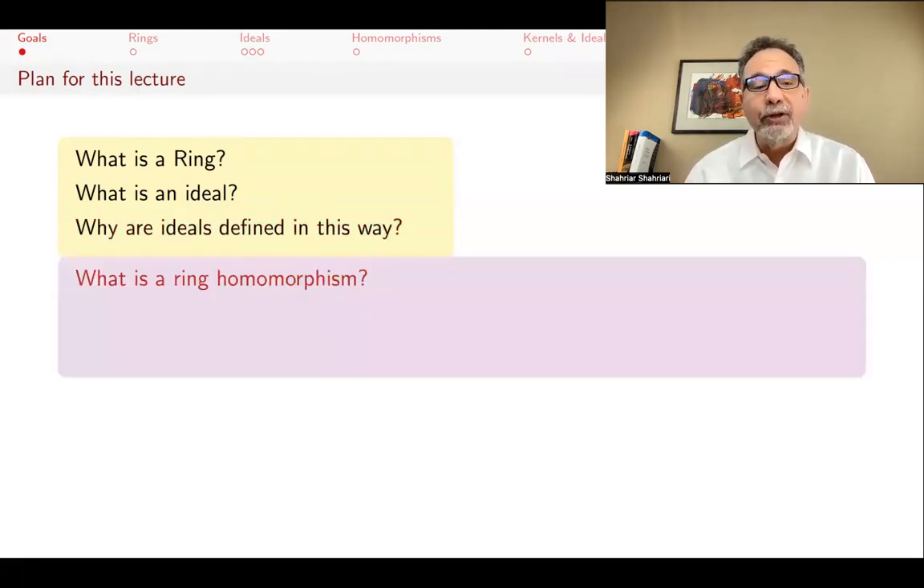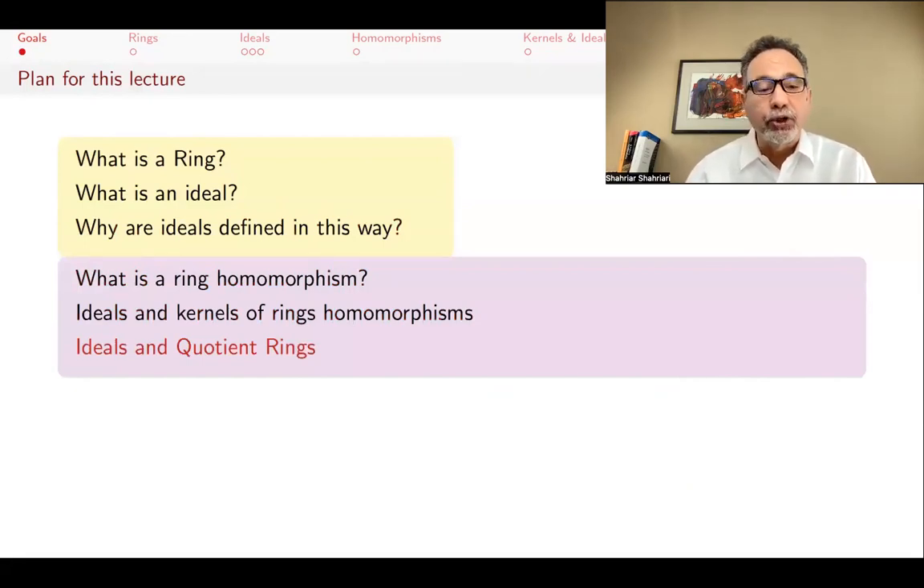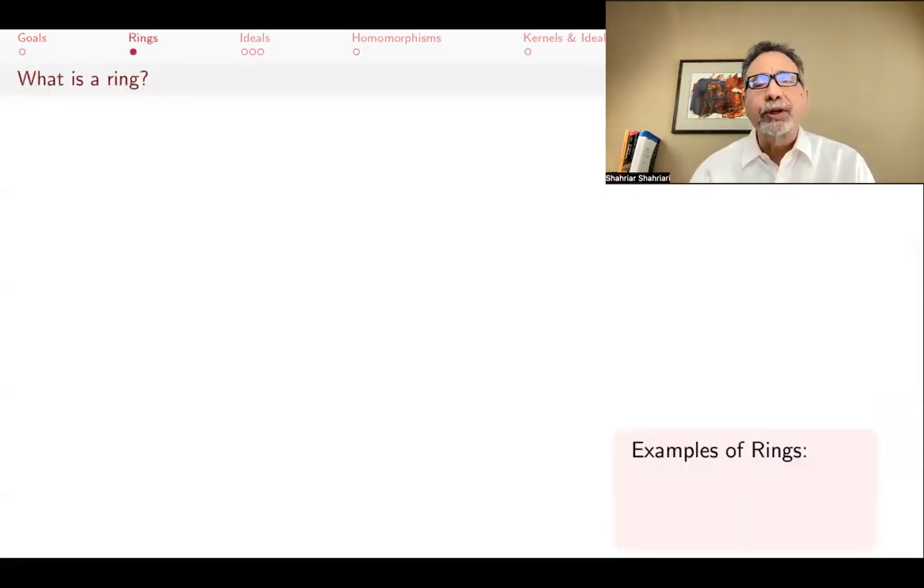I will also remind you what a ring homomorphism is, the relationship between ideals and the kernels of ring homomorphisms, and the relationship between ideals and quotient rings. In fact, ideals, ring homomorphisms, and quotient rings are different lenses for looking at the same thing. This will become a little bit clear here, but much more clear after we talk about homomorphism theorems in future videos. Okay, so what's a ring?